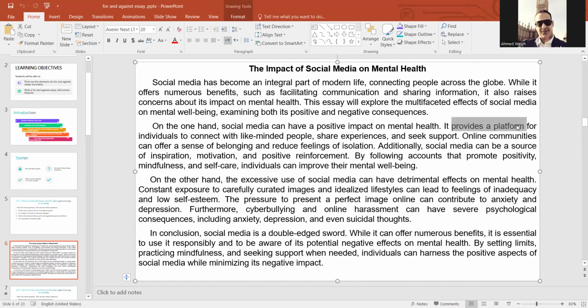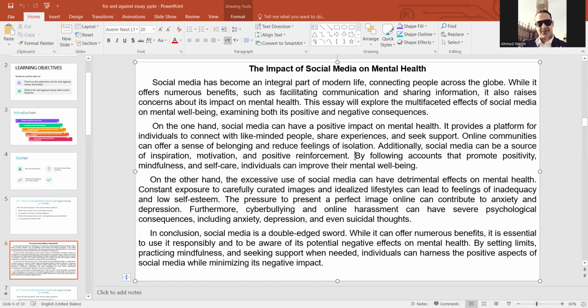And you will give some details. You support it with examples. Let's see. It provides a platform for individuals to connect with like-minded people, share experiences, and seek support. Online communities can offer a sense of belonging and reduce feelings of isolation. Additionally, social media can be a source of inspiration, motivation, and positive reinforcement.